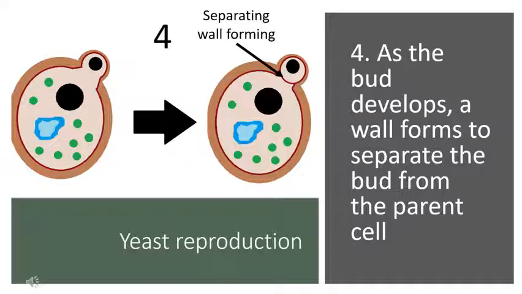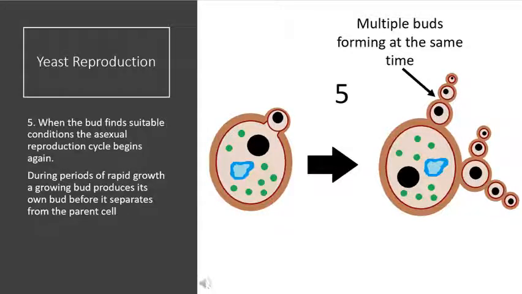Now the nucleus has moved into the new cell, a wall forms separating the parent cell from the new cell that has budded. This cell wall that forms will allow the new yeast cell to break away from the parent cell in time. Now the bud or new cell has separated from the parent cell.